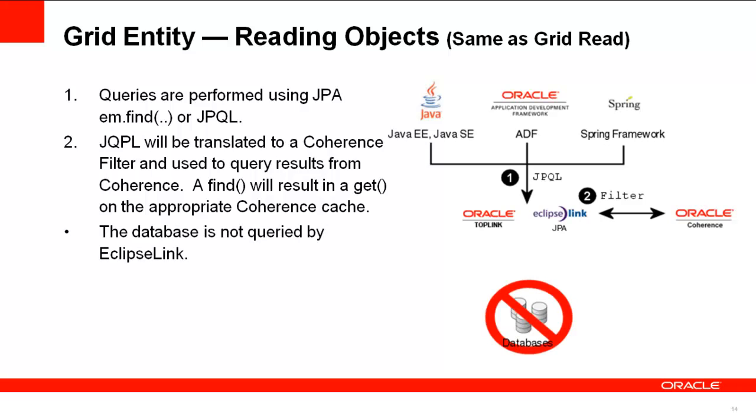However, you can use a query hint to bypass applying the filter to the Coherence cache and go directly to the database.